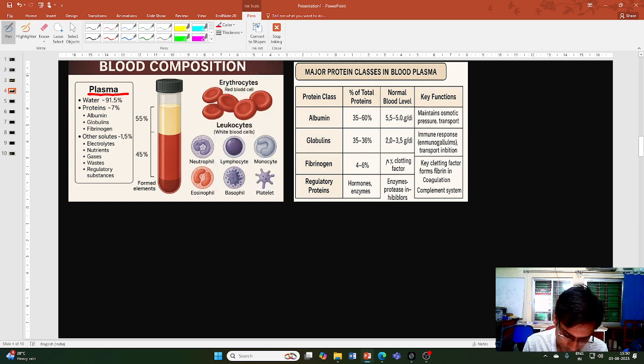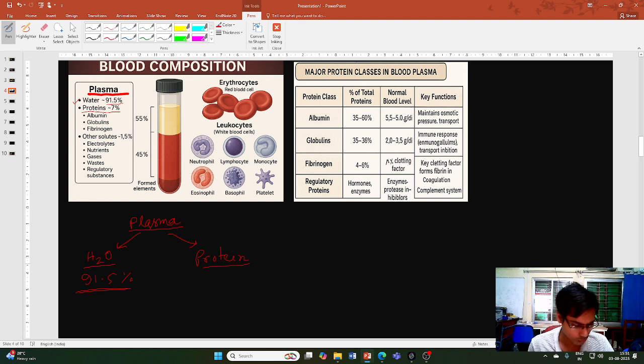and this plasma contains water, about 91.5%. It's a watery substance. Another thing is the proteins. If I write down plasma, the major component is water. I have just written down H2O, about 91.5%. The remaining percentage is the other things in the plasma, the organic portions, like protein.